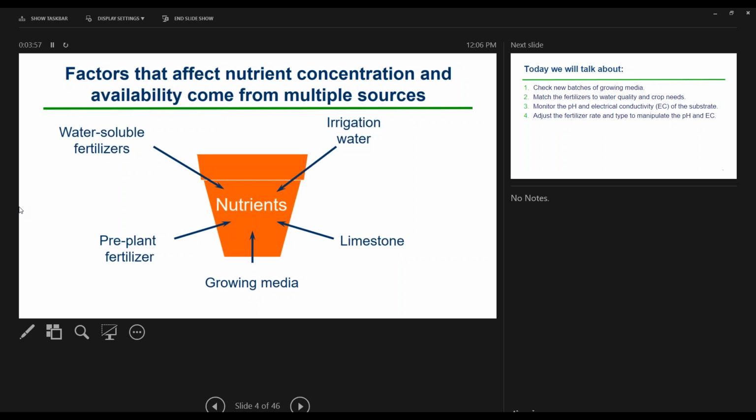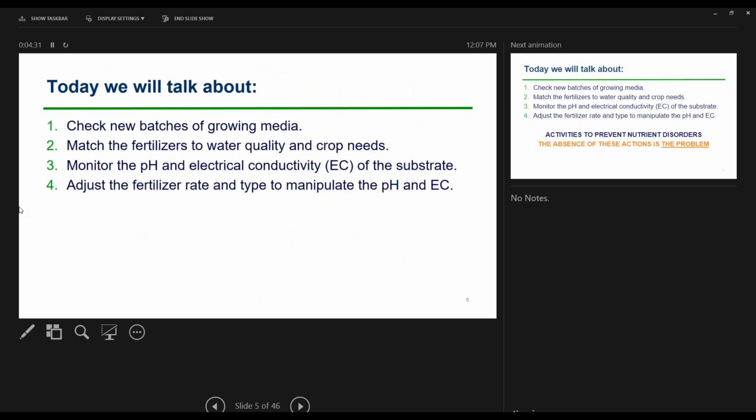We can think about whatever pre-plant fertilizer is in that mix or you have applied. We can think about growing media and all the components of the growing media. We can think about irrigation water, and we can think about limestone, which I tend to always group with the growing media, right? So when you're trying to think about what's going on, you need to make sure that you're not thinking just fertilizers, you're not thinking just water, but you're thinking about how all these factors are playing this role of adding up in the container, right?